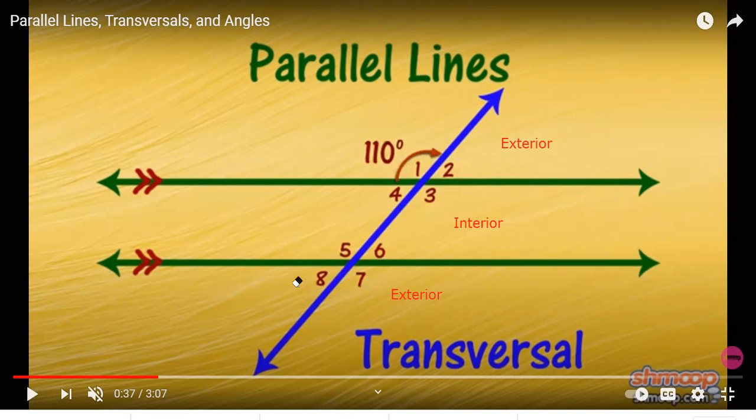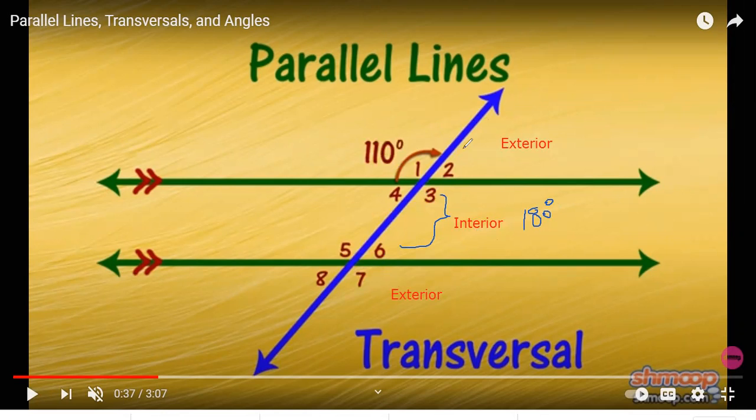The third type is same side interior angles. So interior lies in this region. Those two angles are called same side interior angles. Their sum together will be 180 degrees. So we have different angle relationships in this figure now.